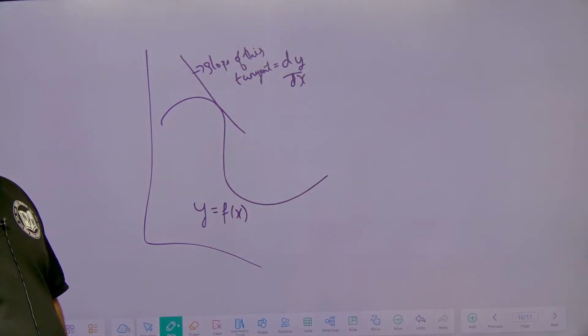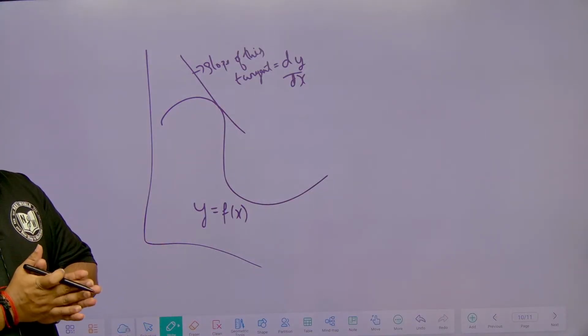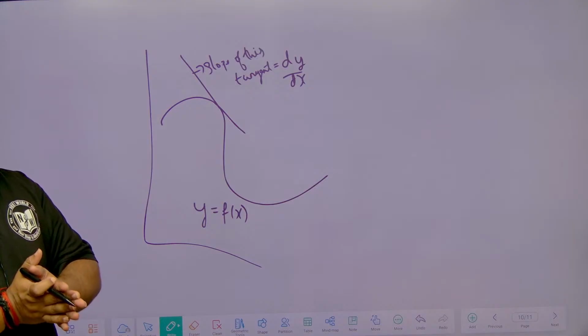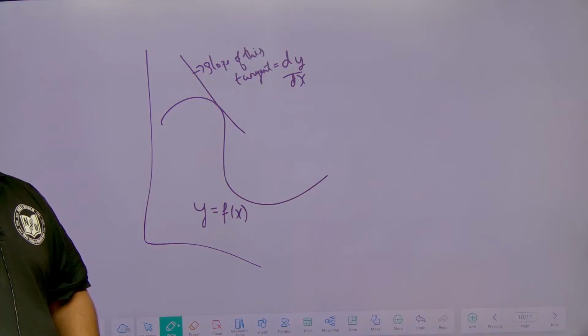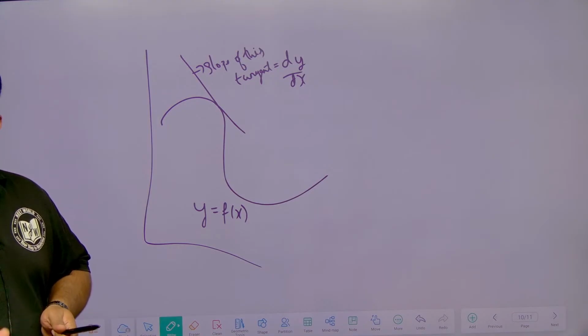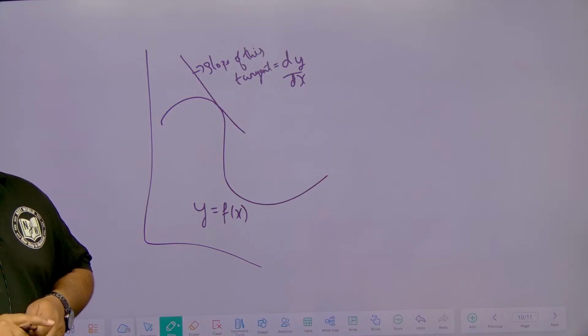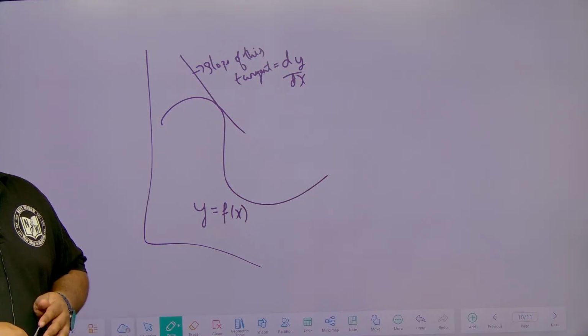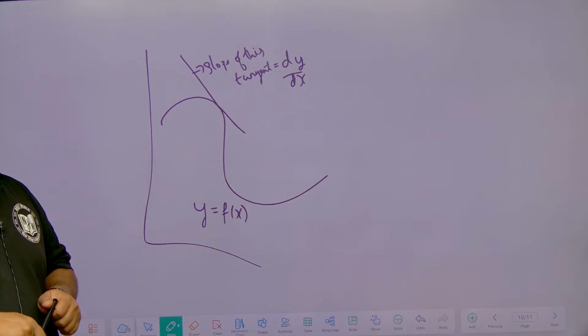Slope means how much it has rotated. Suppose in roads if you see, some roads will be down, some roads will be up. That itself is the slope. How much it is up, how much it is down. That is what we found out, that is called slope. To find out that, we will use what? Differentiation, dy by dx. Understood?